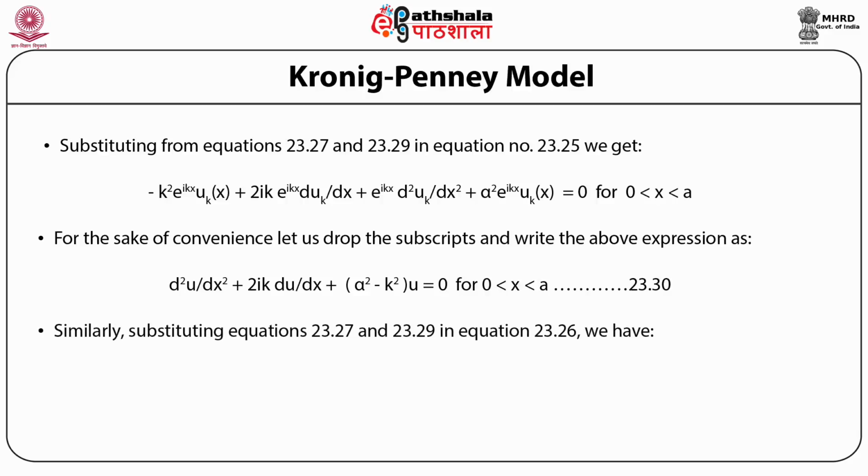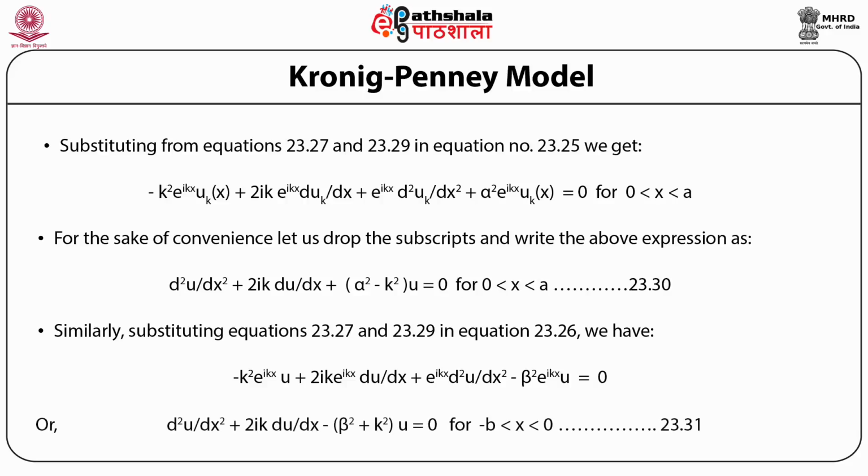Similarly, substituting equations 23.27 and 23.29 in equation 23.26, we have minus k² e^(ikx) u plus twice ik e^(ikx) du/dx plus e^(ikx) d²u/dx² minus β² e^(ikx) u equal to 0, or d²u/dx² plus twice ik du/dx minus (β² plus k²) u is equal to 0 for minus b less than x less than 0, which is given as equation 23.31.